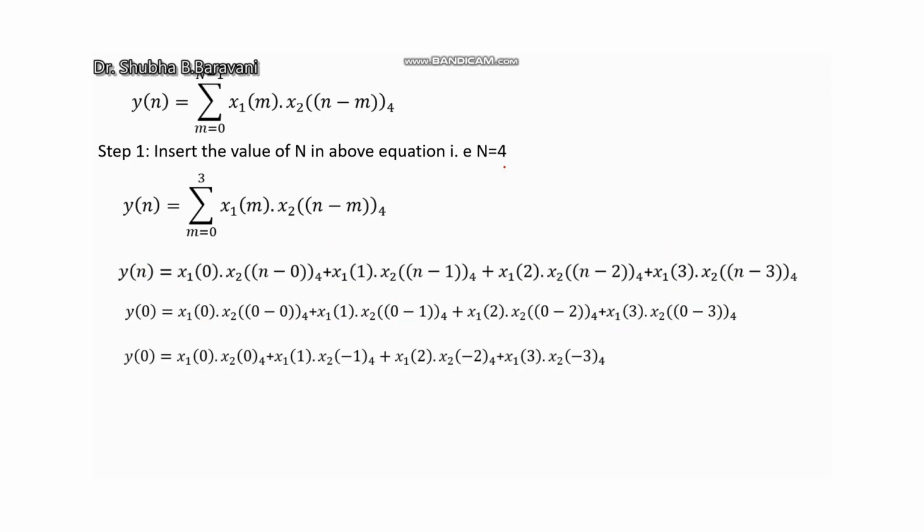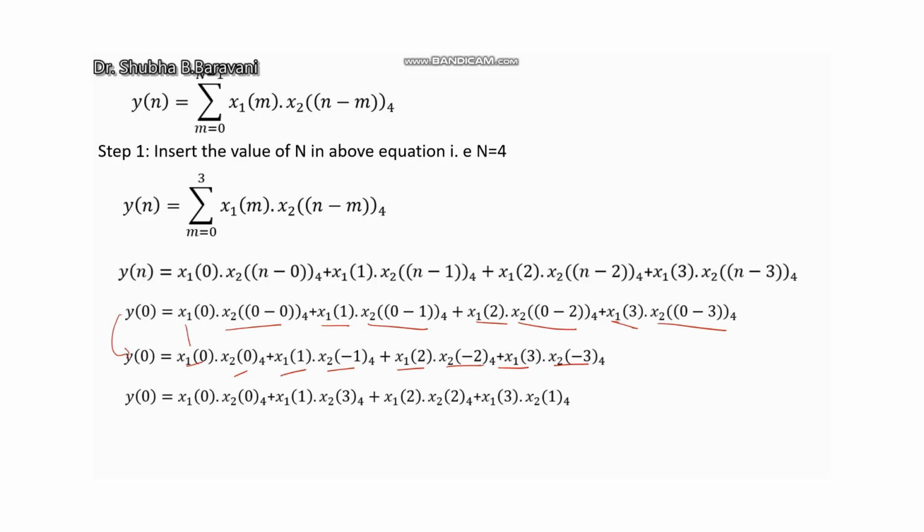Next, see the same above equation, I have rewritten: x1 of 0 as it is, x2 of 0, x1 of 1, this becomes x2 of minus 1, x1 of 2 as it is, x2 of minus 2, x1 of 3 as it is, and x2 of minus 3.